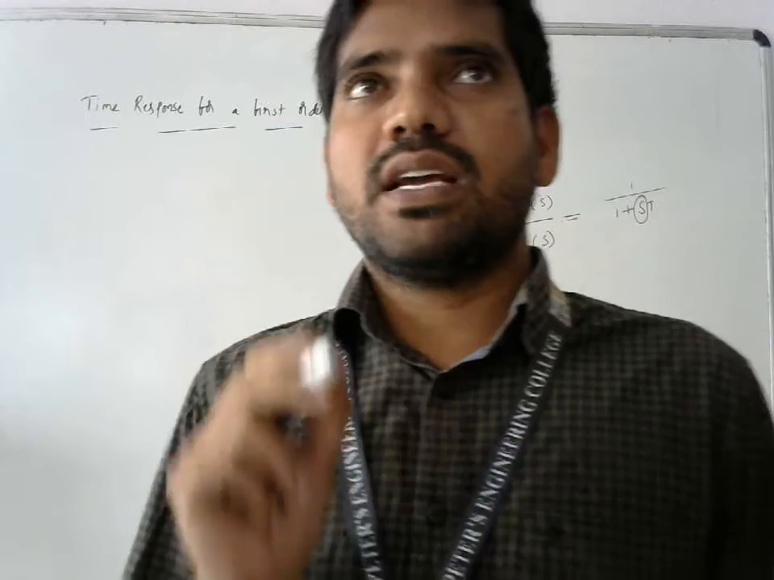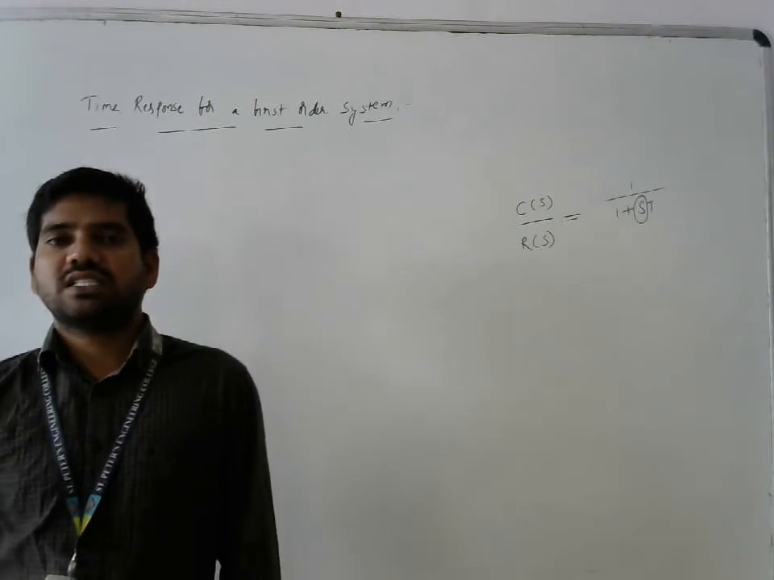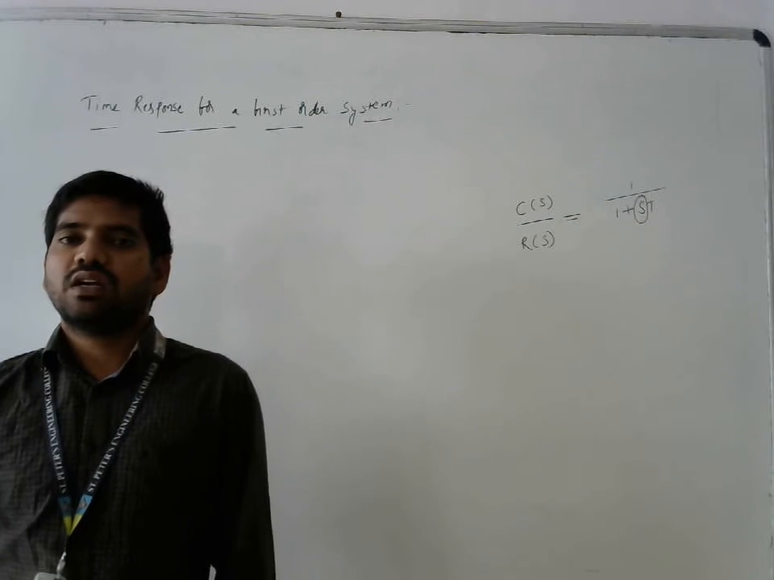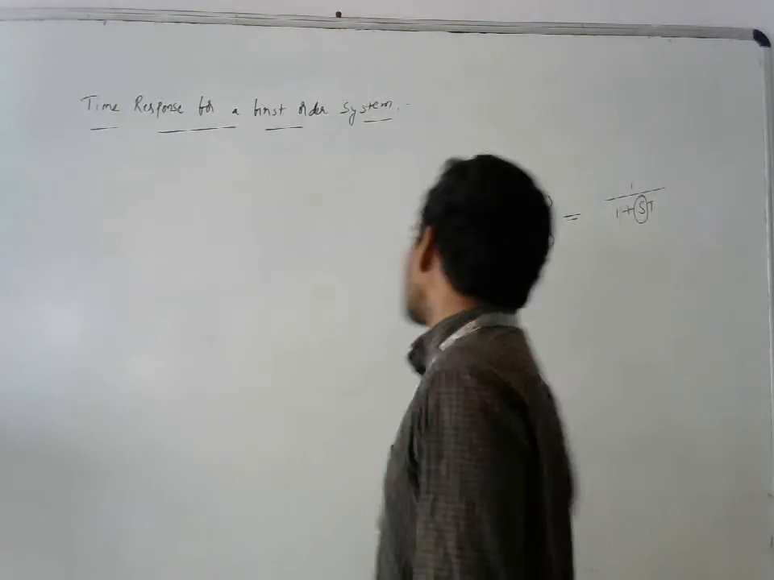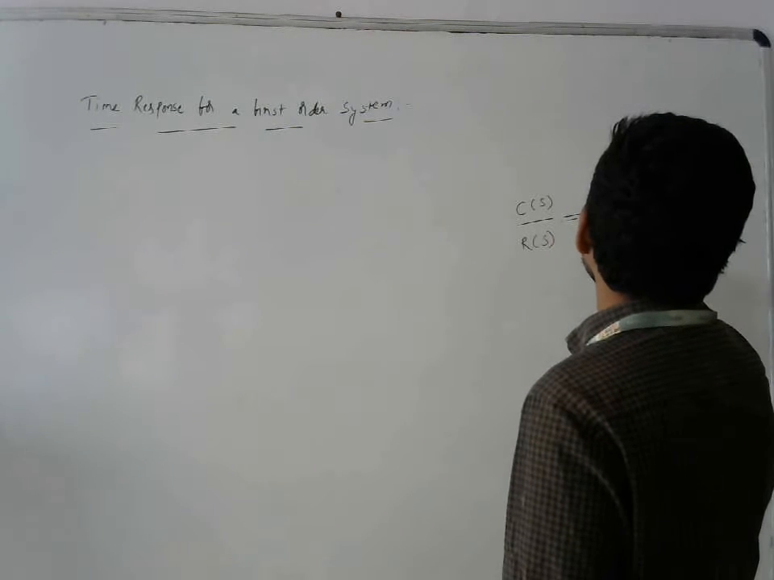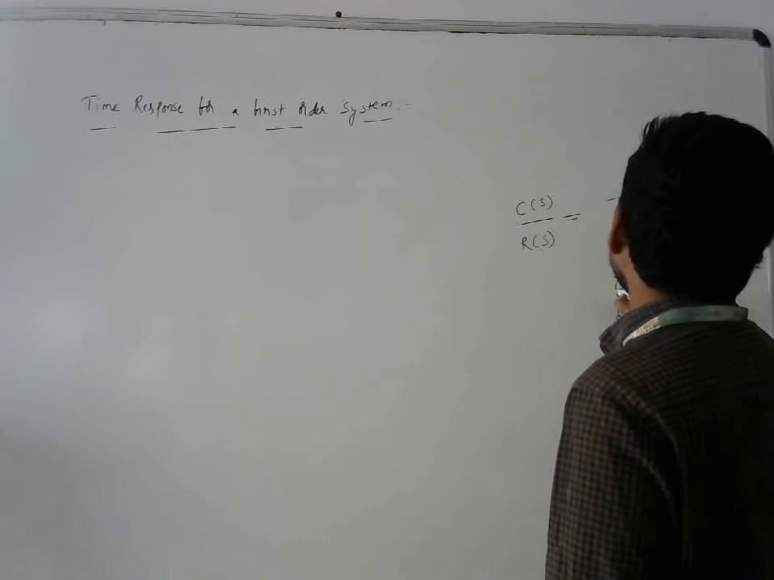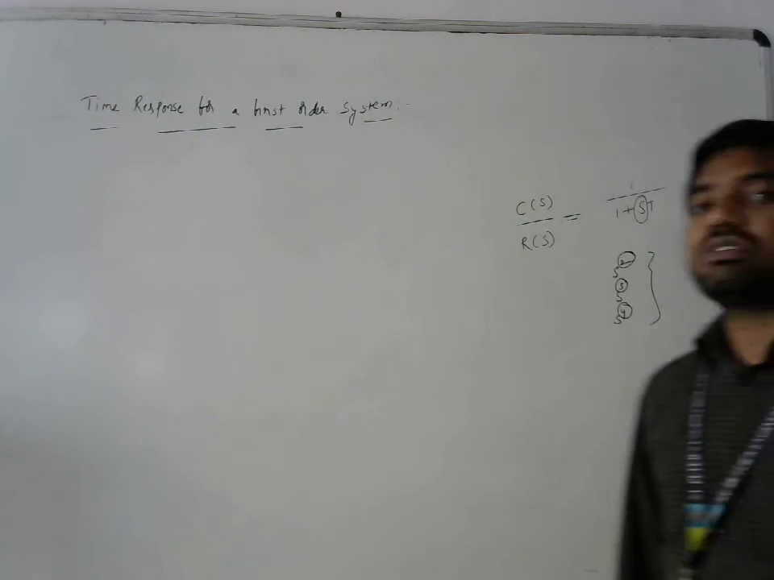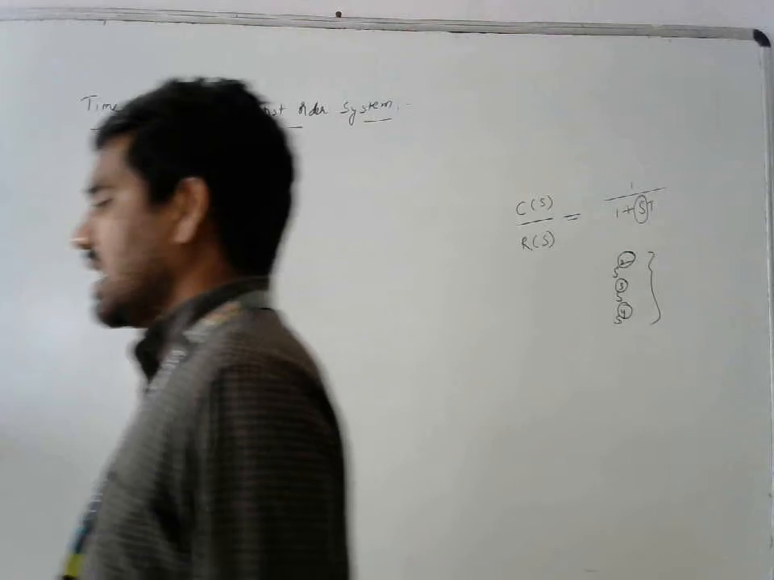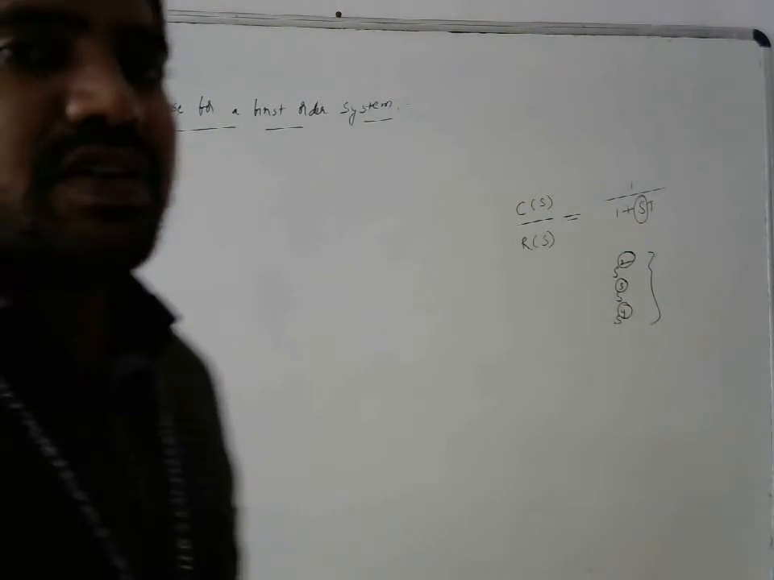For example, if we have s power 1, we call it a first order system. If we have s square, it is a second order system, then s cube, s power 4, and so on. That means the highest power in the denominator of any transfer function, we call it the order of the system. Now, how are we going to define a first order system?